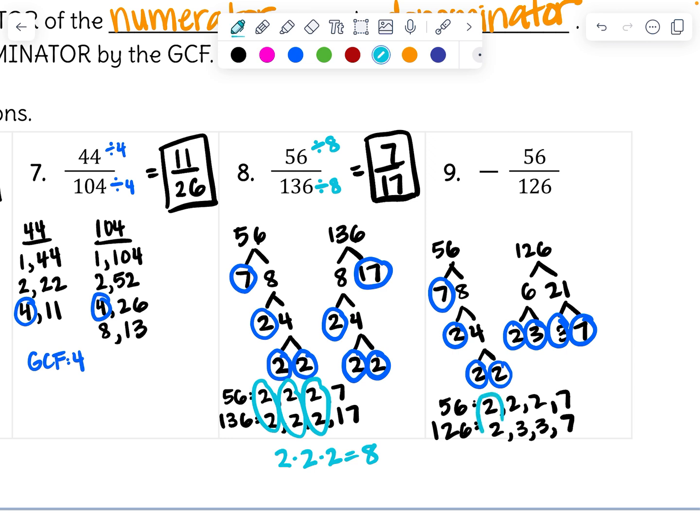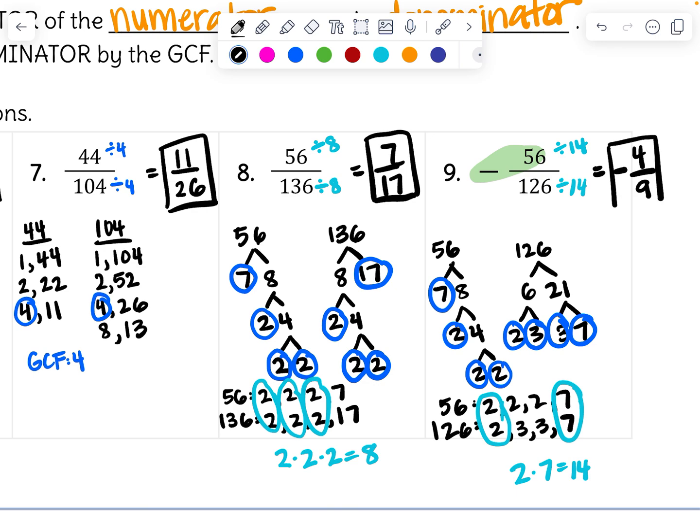They have in common a 2 and a 7. So 2 times 7 is 14. That's what I'm going to divide by. So I'm going to take this negative number and put it with the top number. It doesn't really matter. One of them is going to be negative, but that just means your simplified fraction will still be negative. So negative 56 divided by 14 is negative 4, and 126 divided by 14 is 9. So the simplified fraction is negative 4 over 9.